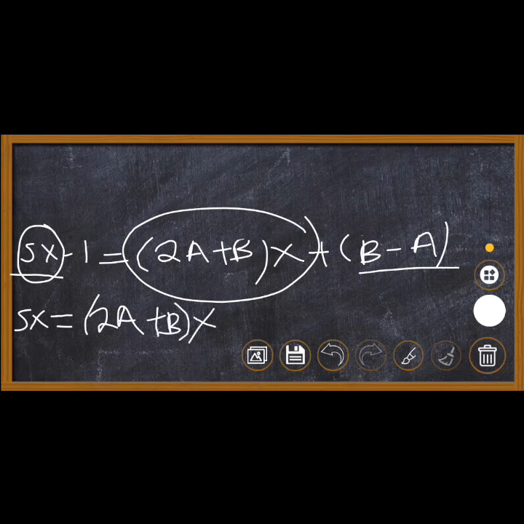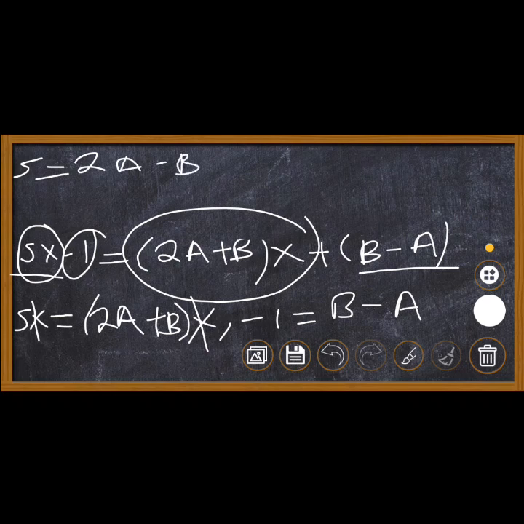And then we are going to separate this from the constant number. The constant number will go with the constant values, that is b minus a. We know that this x and that x can cancel. So if that cancels, it means we are going to have 5 equal to 2a plus b. And then on the right side, you are going to have negative 1 equal to b minus a.